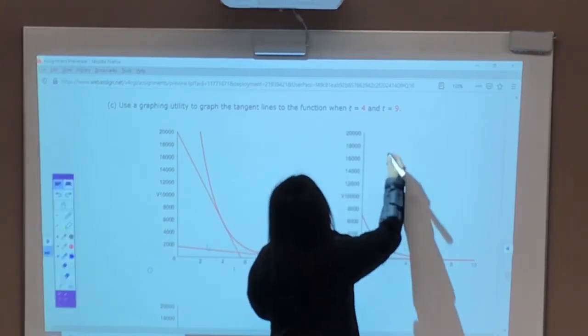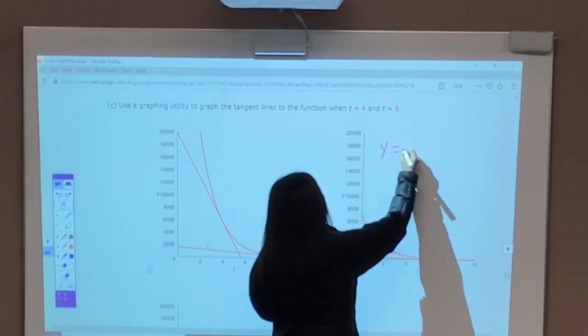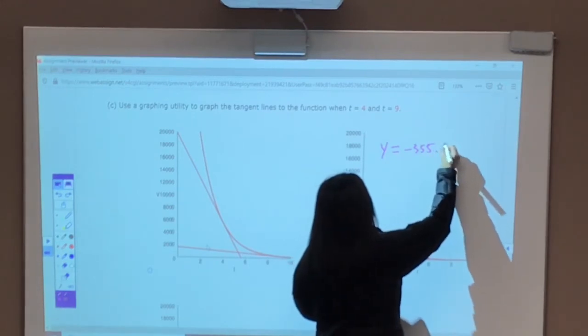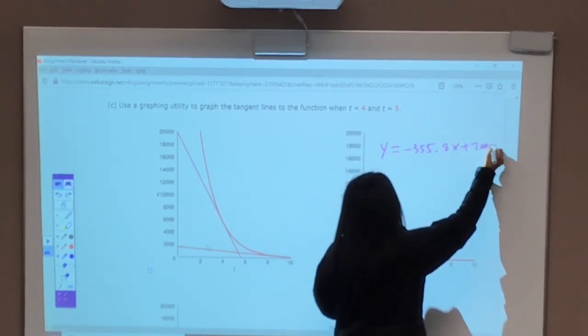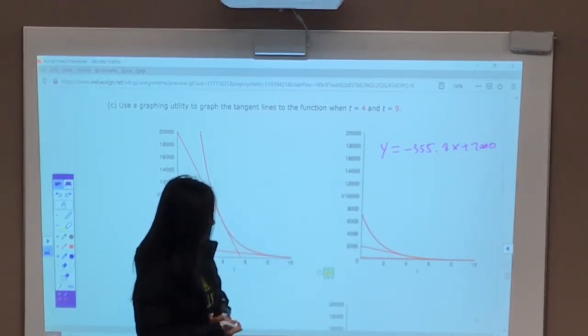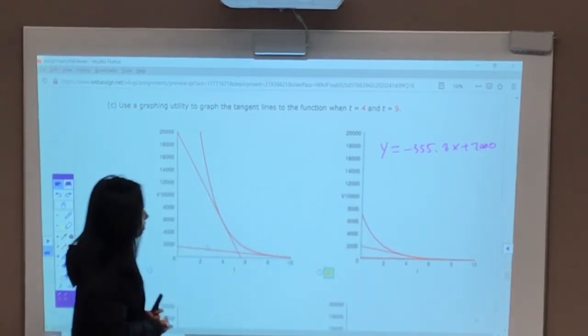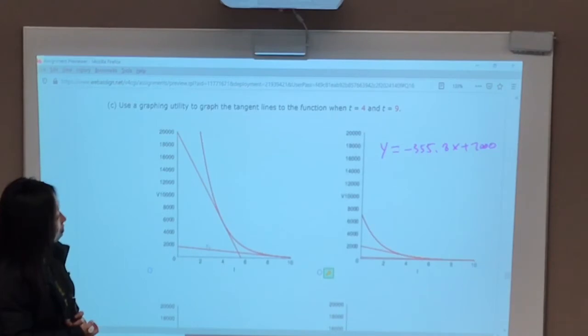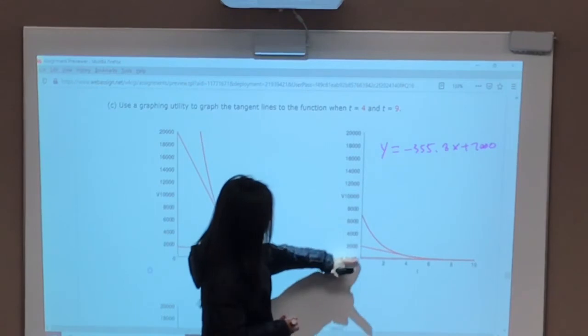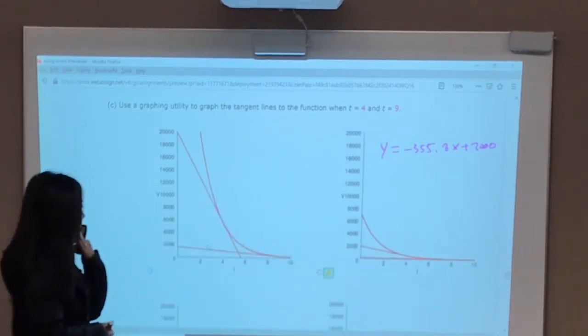So anyway, my equation is what? What was my equation? Y equal to negative 355.8x plus what? 7,000. So I was expecting to be 7,000, not this. This is their graph. Yep. That's WebAssign. And those lines, I was expecting to be a negative slope with a 7,000.